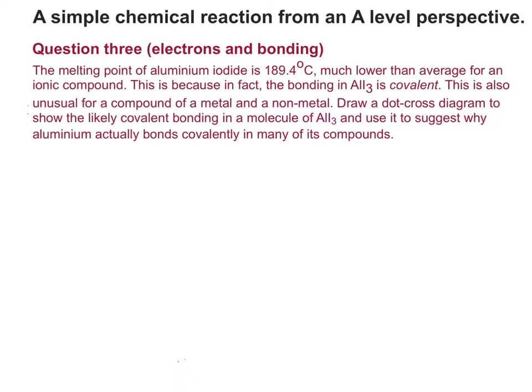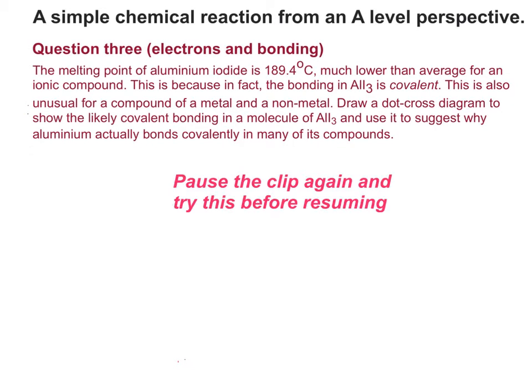To think about this, the question asks you to draw a dot-cross diagram to show the likely covalent bonding in a molecule of AlI3, and then use your dot-cross diagram to suggest why aluminium actually bonds covalently in many of its compounds. So you need to pause the clip and grab a scrap of paper or a whiteboard and give this a go. You may want to have a chat to the person next to you if you're doing this in class, or if you're doing it at home or in college, perhaps in your own time, you might want to pair up with a friend and have a think about it together. But when you think you've got an answer, you can start the clip again.